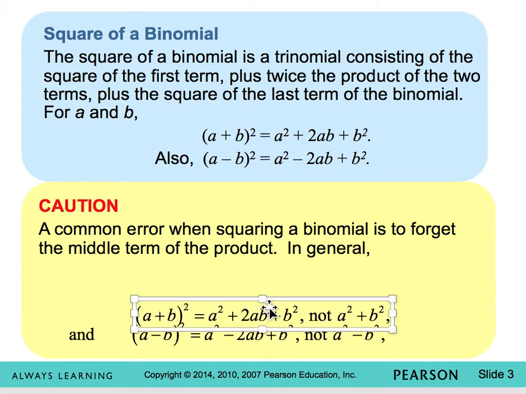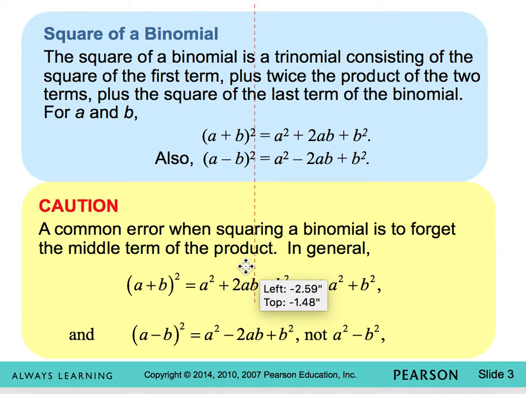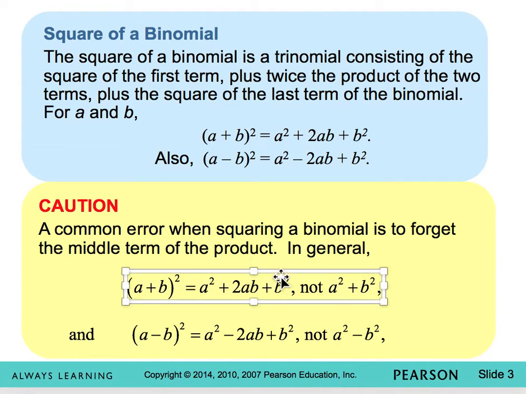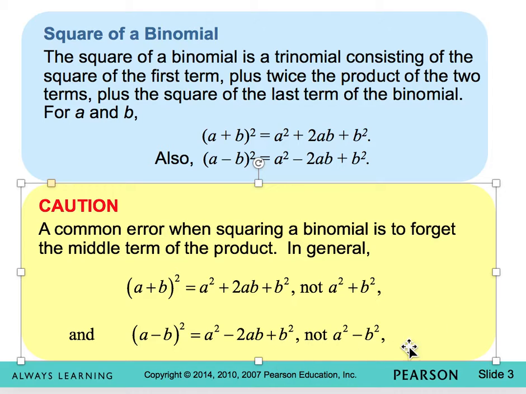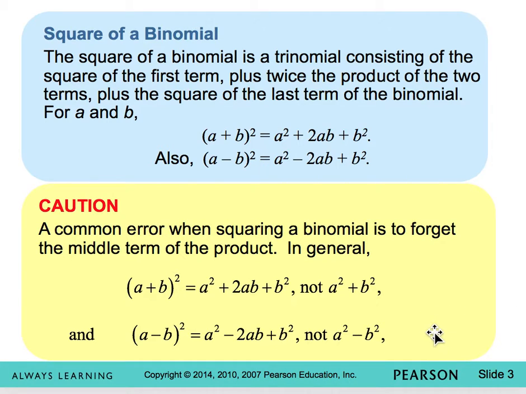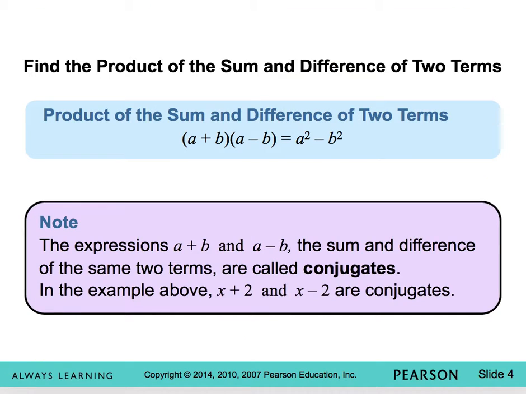We've got this middle term in there. And if everything's the same but the signs are different, one's a plus and one's a minus, you square the first term, square the second one, and the middle term disappears and you just have a minus there.